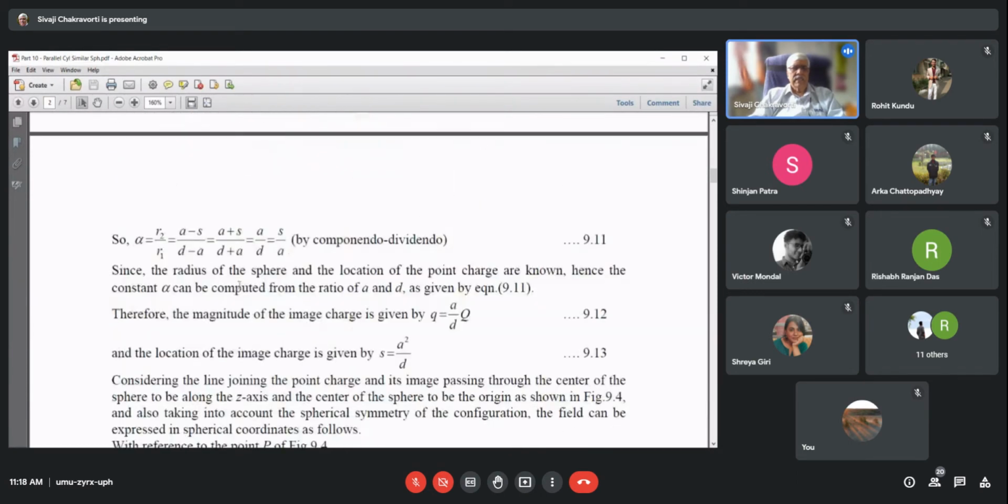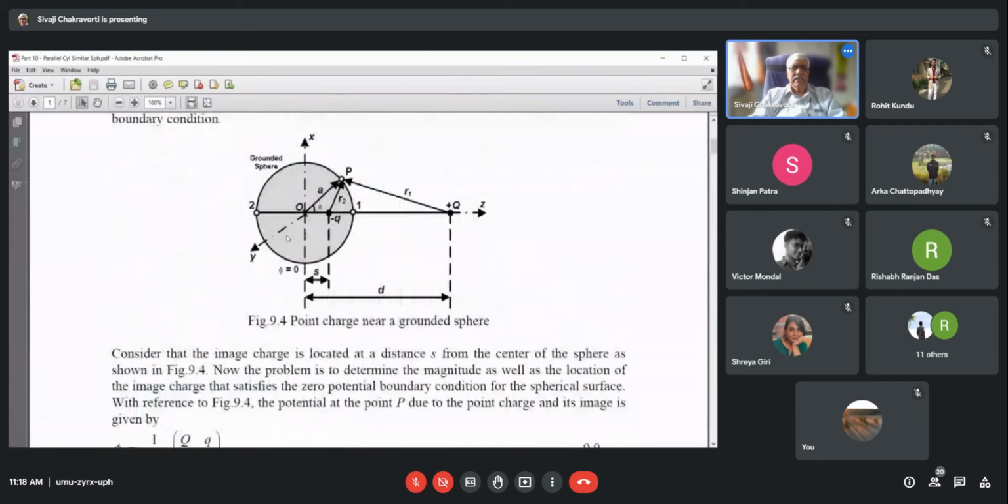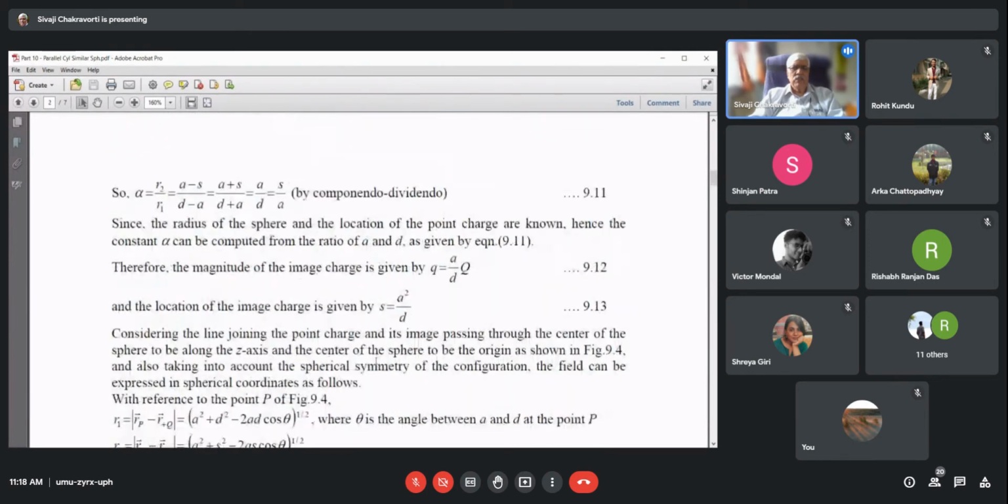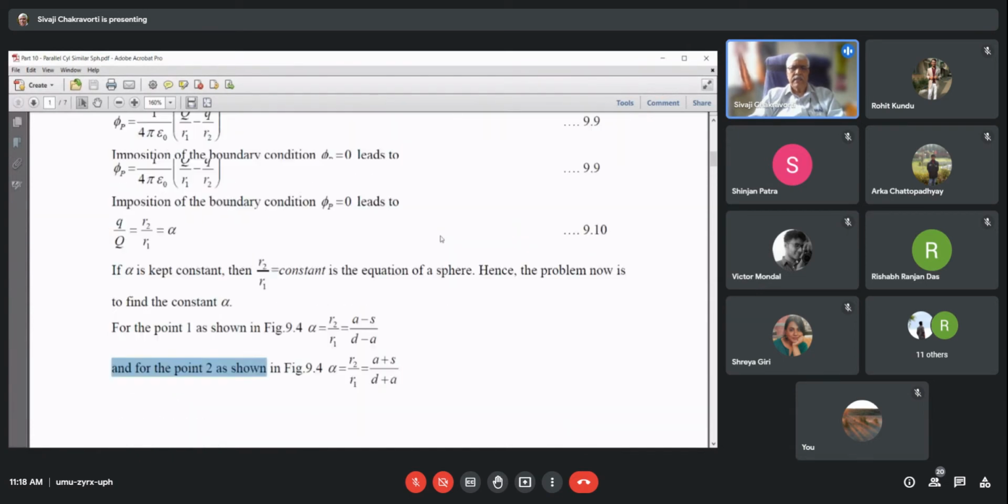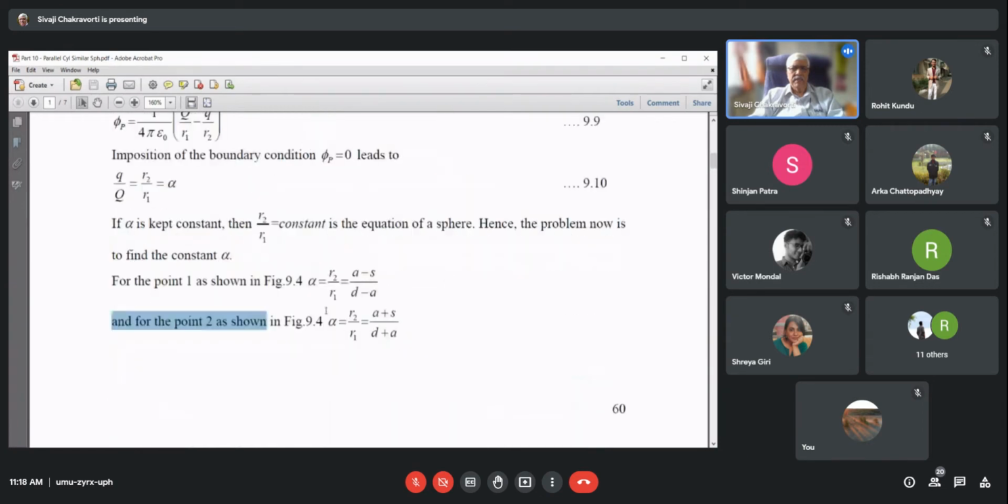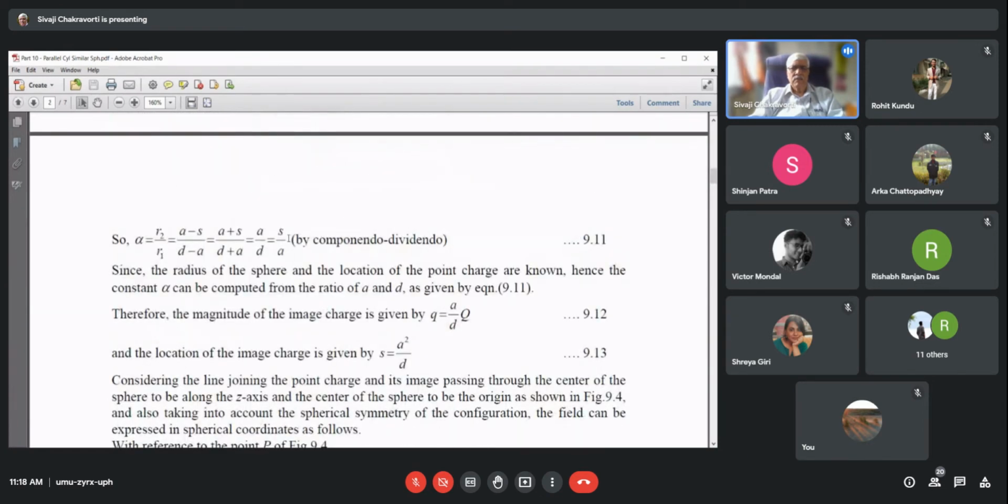So first term is A by D, the second term is S by A. What is S? S is the eccentricity, that is where the minus Q is located. So you can clearly see that if I know the radius A of the sphere, and if I know the location of plus Q, therefore we know D from the center of the sphere, I can find out S. What is S? S is equal to A square by D.